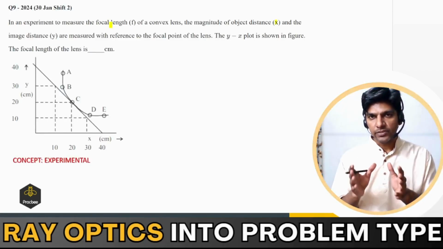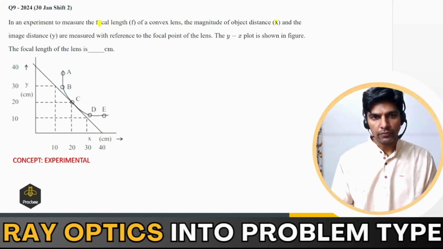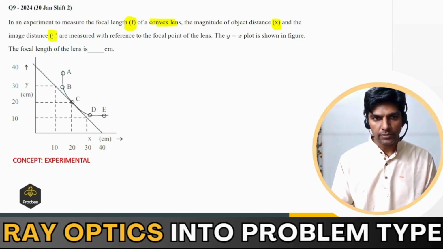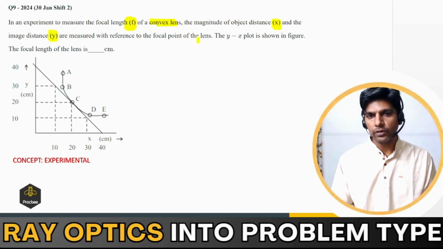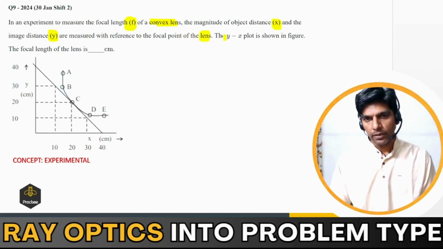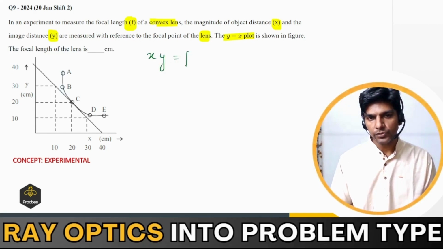Let us see the first experiment, where we have to find the focal length of a convex lens. Here we are given a convex lens having a focal length f, which we have to calculate. The magnitudes of the object distance x and the image distance y are measured with reference to the focal point of the lens, and the y-x plot is shown in the figure. So here we're going to use Newton's formula, which is nothing but x times y equals f square. So we have to use this relation, right?